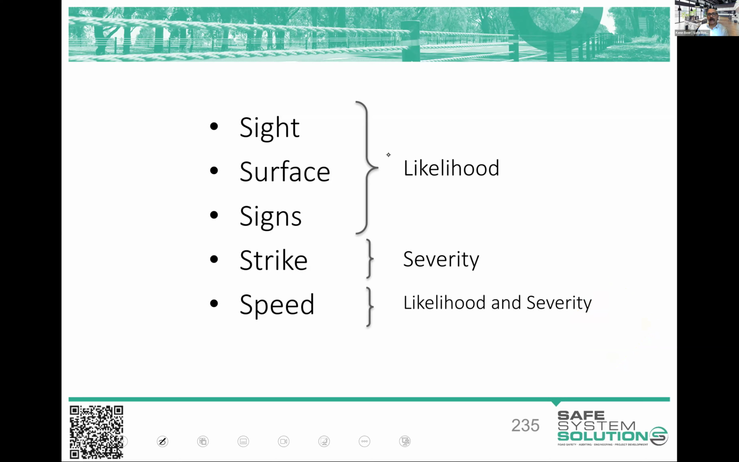And if we look at those from that likelihood and severity perspective, being able to see the motorcyclists and the motorcyclist seeing what's coming up is going to reduce the likelihood of crashes. Good surfaces to keep that traction reduce the likelihood, and signs to warn, inform, and guide are all about trying to stop those crashes happening. When the crash is happening, it's about the strike, the severity of the incident. And speed's our magical thing in road safety because it influences both the likelihood and severity of crash.